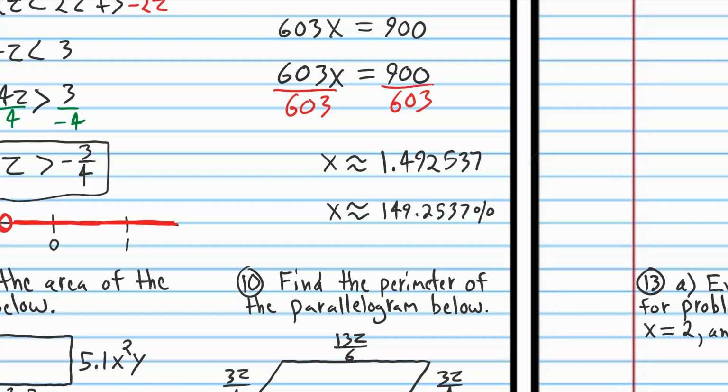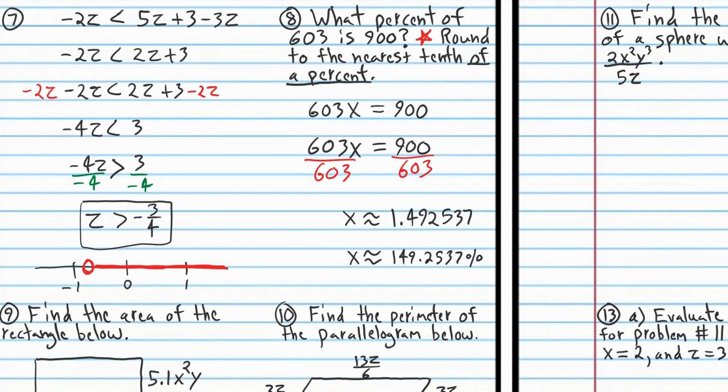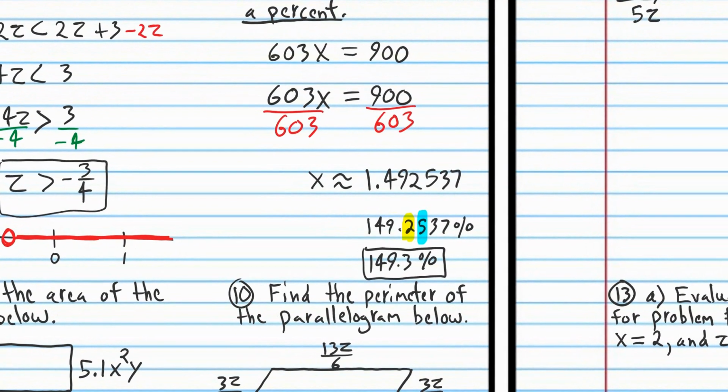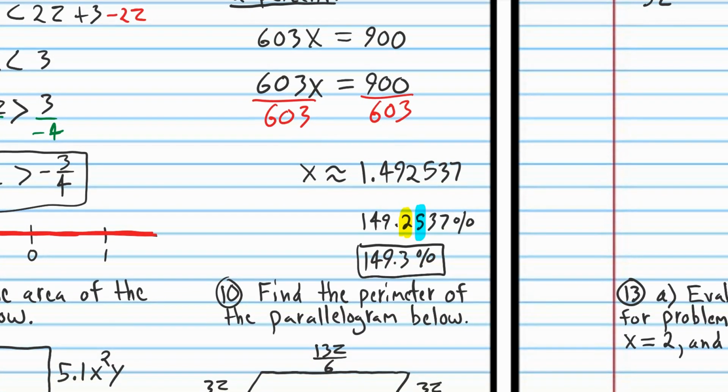So now we have 149.2537%. Now we find the tenth place because it's a tenth of a percent. It's not an actual tenth. This is an actual tenth. We don't want to round off to an actual tenth. We want to round off to a tenth of a percent. So that would be here. That would be the 2. So we look to the number to the right, and 5 tells us to round up. So our final answer, and by the way, that shouldn't be x equals, our final answer is 149.3%. So the yellow number goes up 1, and all the numbers to the right of that yellow number become 0. And because they're ending zeros, they just disappear.